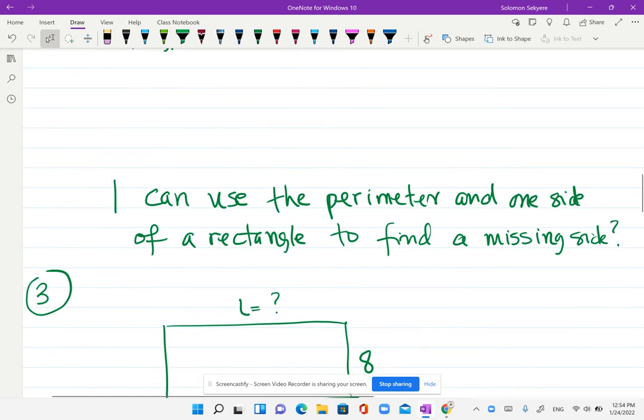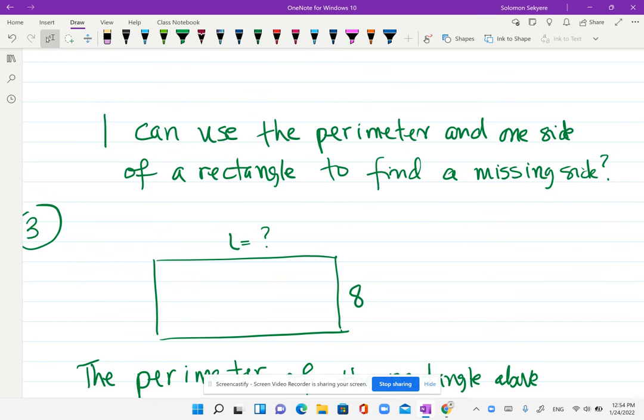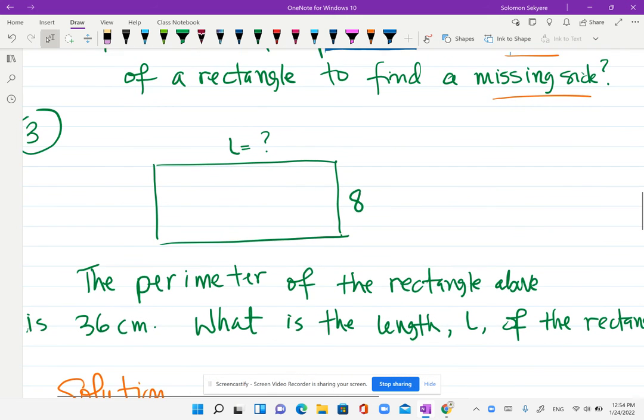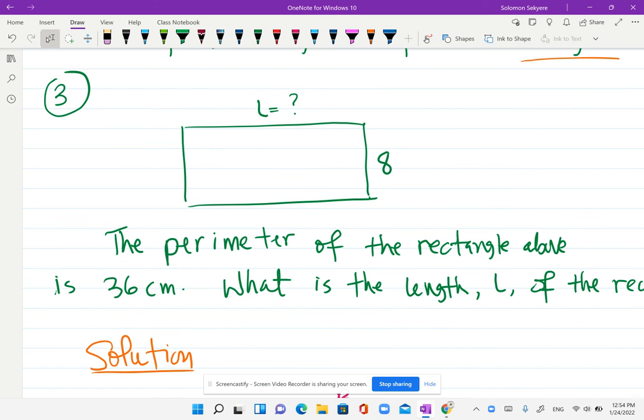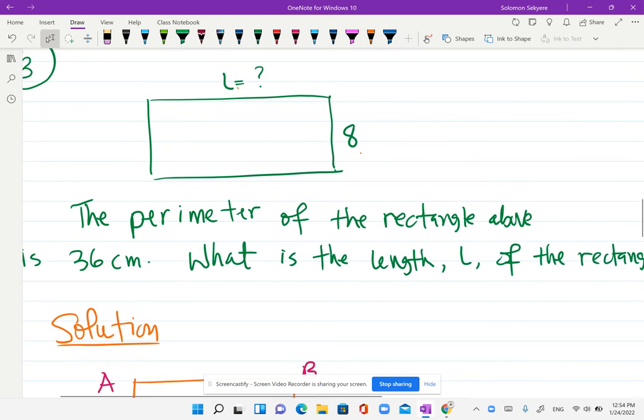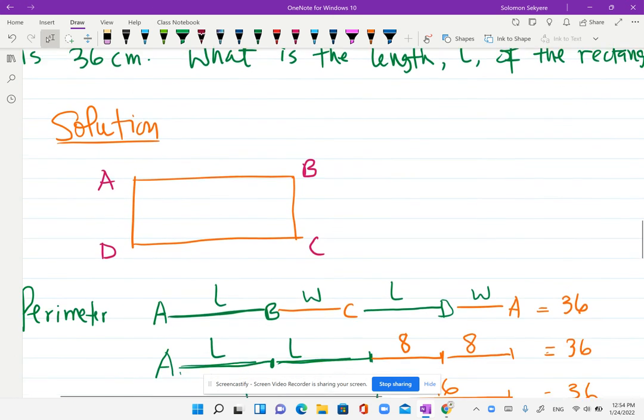That is the perimeter. Now, can you use the perimeter and one side of a rectangle to find a missing side? Can you do that? Let's see how we're going to do that. So we have this perimeter, we have this rectangle, and the length is missing, but we know the width. Now how do we find the length?